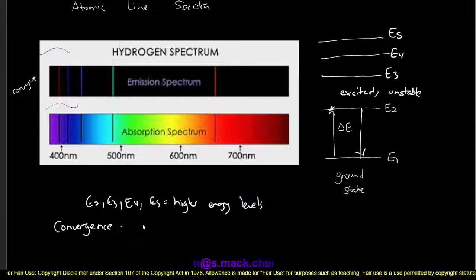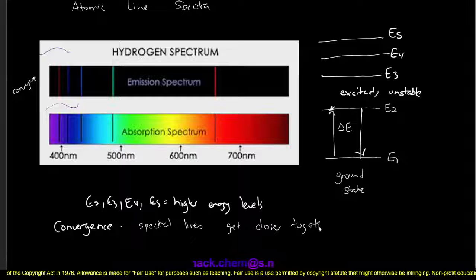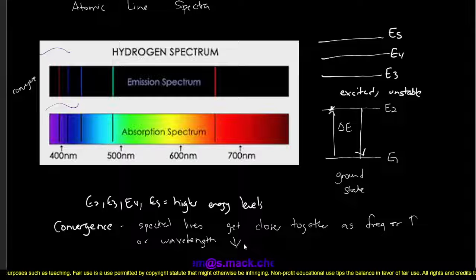And convergence shows the spectral lines get closer together as the frequency increases, or I should say as wavelength decreases. And I'll explain what that means. So in any spectrum of any element, but we're only looking at hydrogen, the lines get closer as, let's say, the wavelength decreases. Remember, the shorter the wave, the more energy being supplied or used, right?